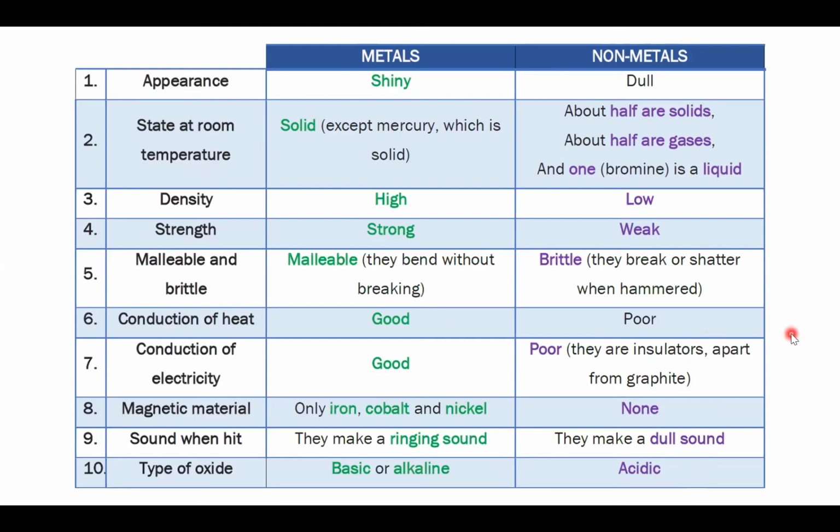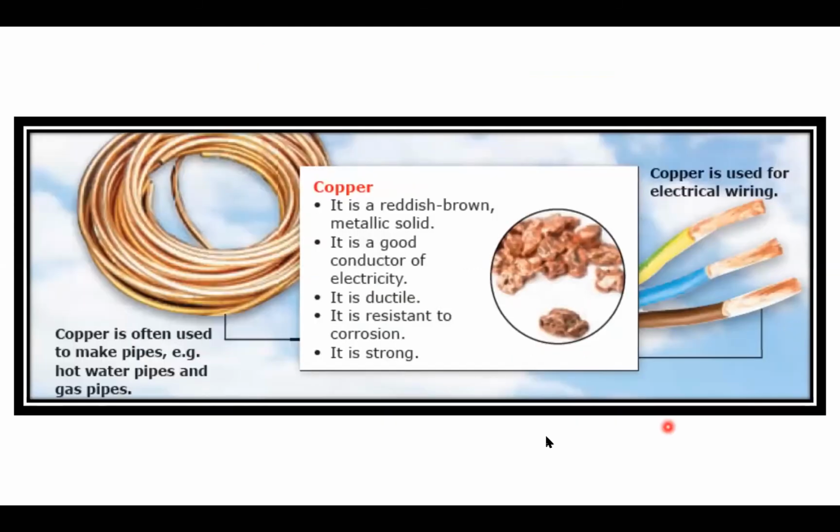Let's look at some examples of elements that you can find in the world. This first element is what we call copper, and you have seen copper before, probably in wires. Copper is a reddish-brown metallic solid. It's a good conductor of electricity. That means electricity can flow through it very easily. It is ductile. That means you can stretch it and turn it into a wire. It is resistant to corrosion, and it is strong. So copper is a type of metal, and it is an element.